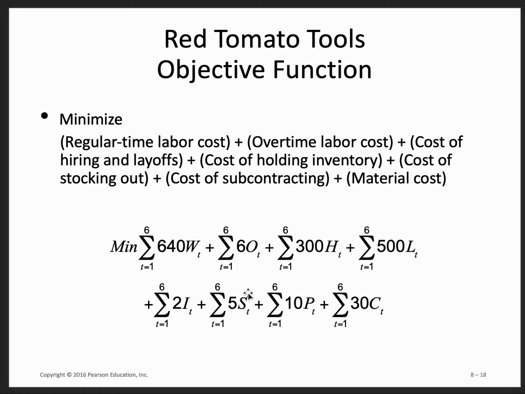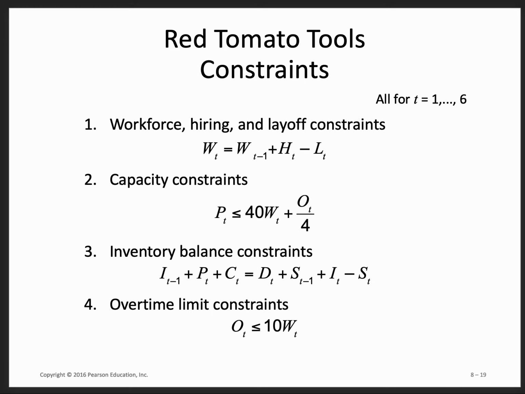But based upon the problem itself, there are some constraints that we have to consider. Now, there's one or two constraints that I didn't talk about, but other constraints are natural constraints. So let's look at the 4 big constraints that you usually have. One is the workforce balance constraint, which is how many workers do you have in a month? This will be equal to the number of workers you had in the previous month plus the number of workers you hired minus the number of workers you laid off.